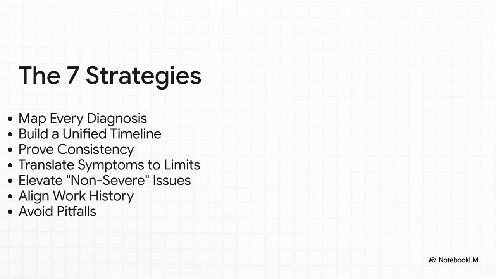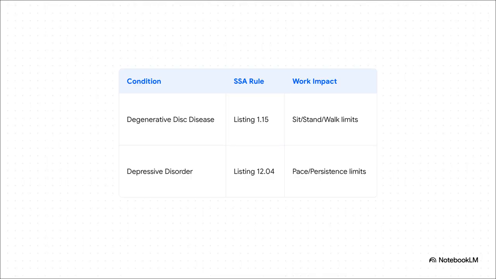So let's start with how you get all your evidence organized. All right, strategy number 1, you create a simple map, just like this one, and this becomes the backbone of your entire application. You take each condition, you connect it to the specific Social Security rule or listing that it falls under, and then, this is key, you translate it into its direct impact on your ability to work. This is how you start speaking the same language as the person who's deciding your case.